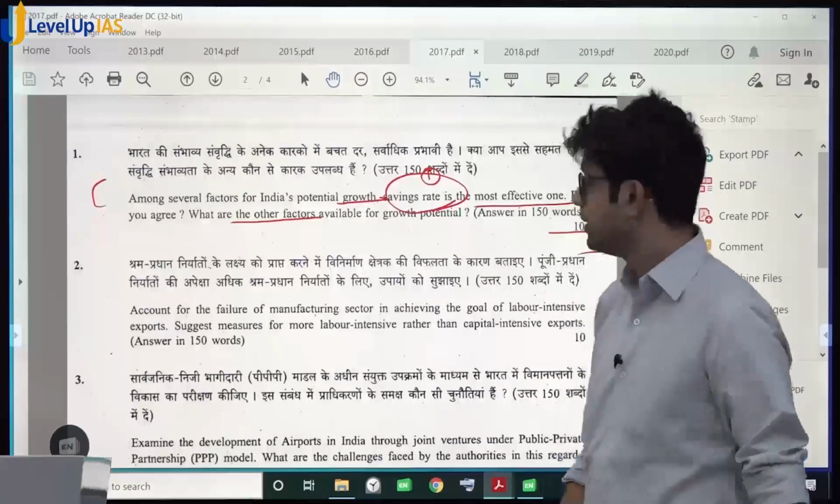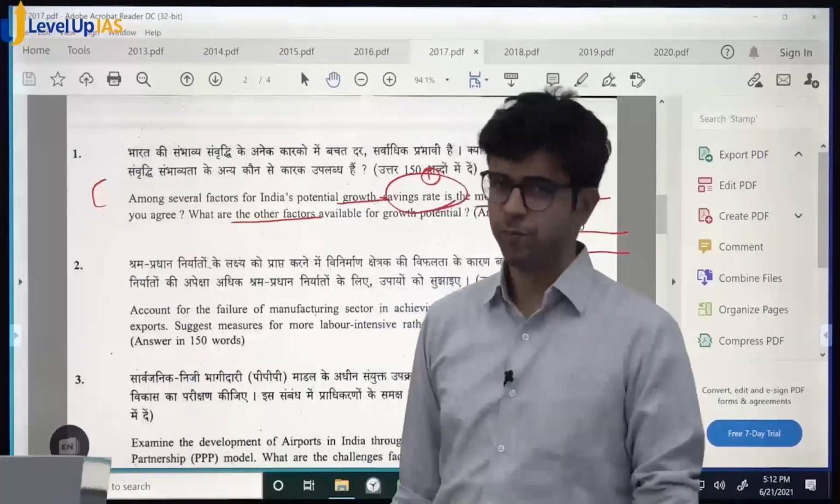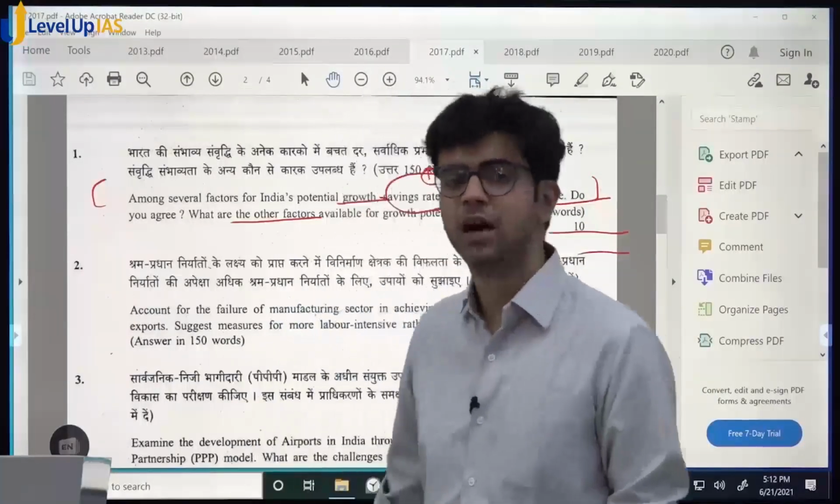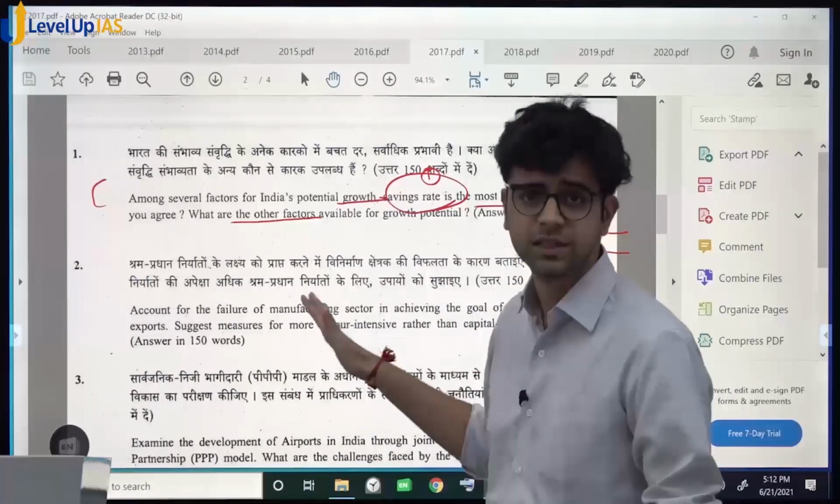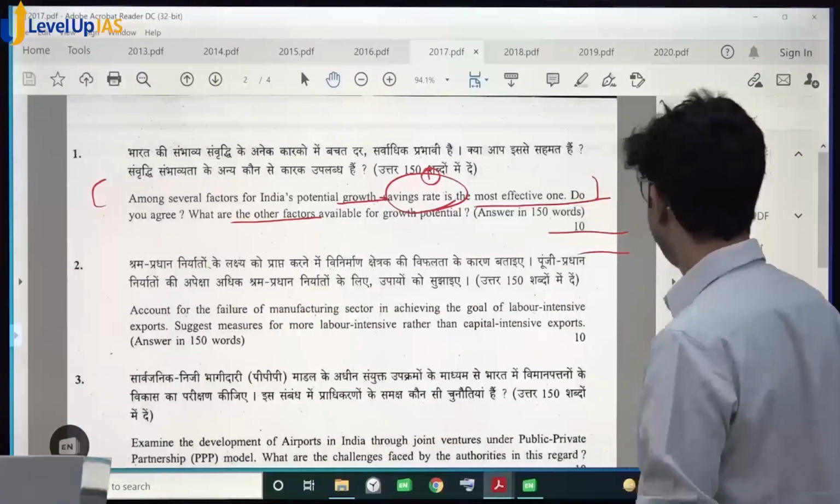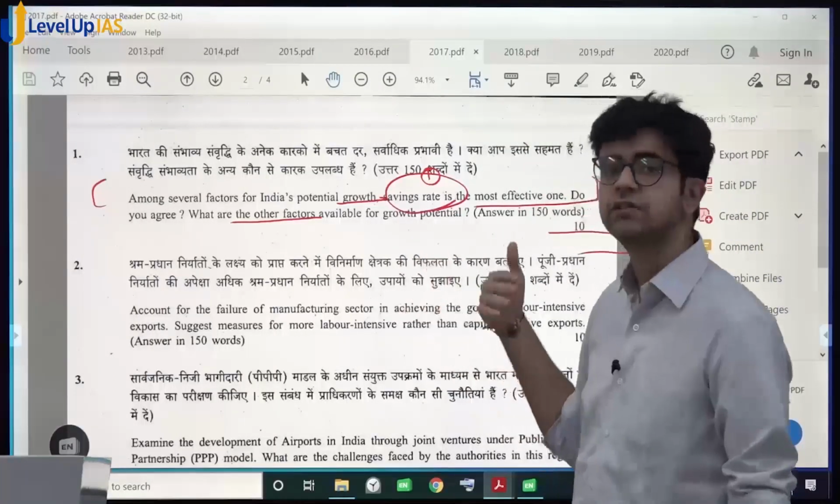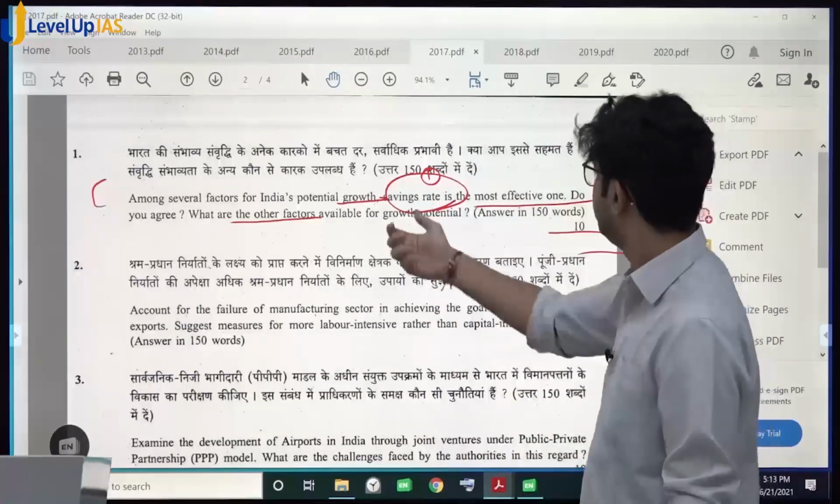Okay? Now read the question. Among several factors for India's growth potential. So we have established this is from point number 1 in GS3. Now try to break this question down into various parts. How will you break this into different parts? How many parts are there?